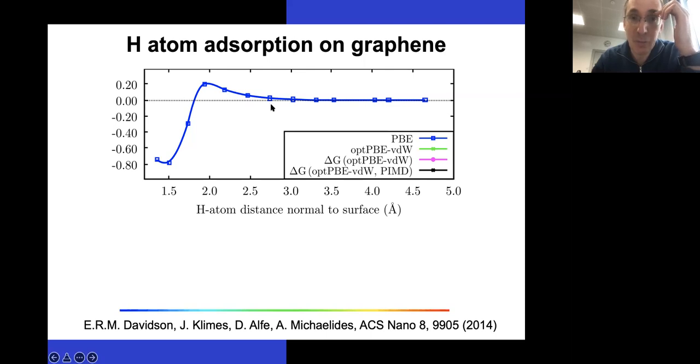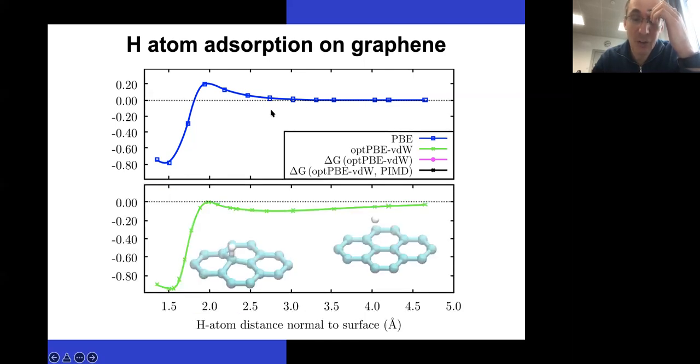So I've complained a few times about PBE not accounting for dispersion forces. And it's known that hydrogen, first of all, physisorbs above graphene before it will make a covalent bond. And so if you use a functional that accounts for van der Waals dispersion forces, the green line, this is the opt PBE functional, then you do have a physisorption well. And then you need to overcome that barrier to go into the deep lying chemisorbed state. And you might ask, well, why should there be any barrier at all?